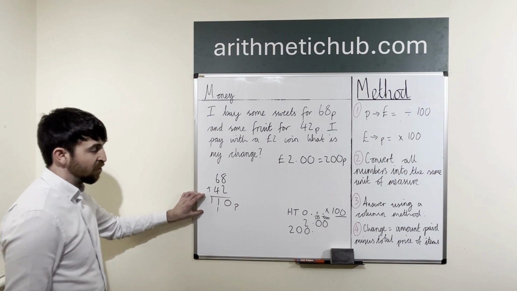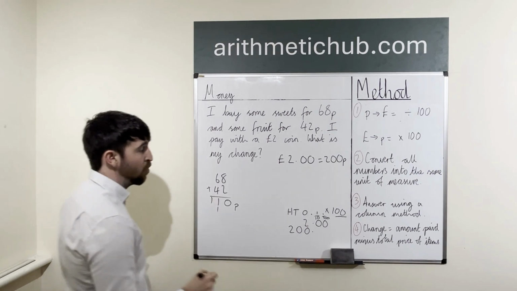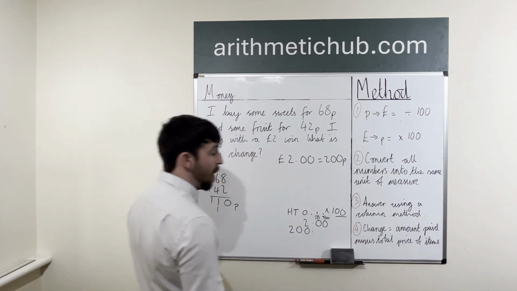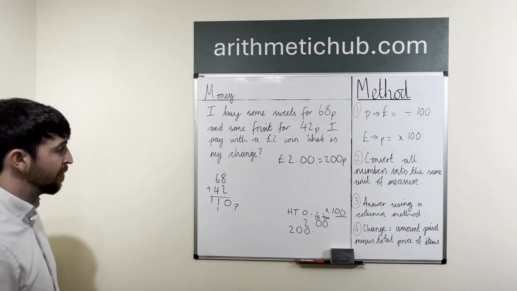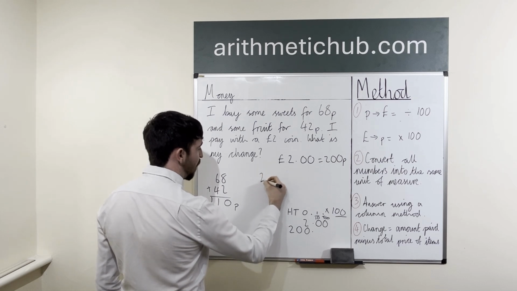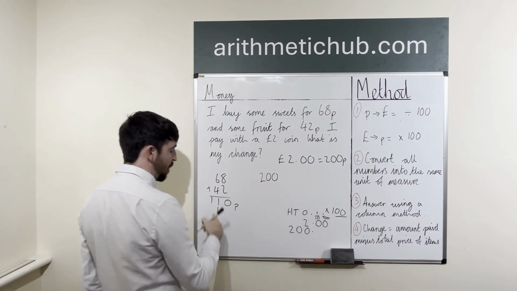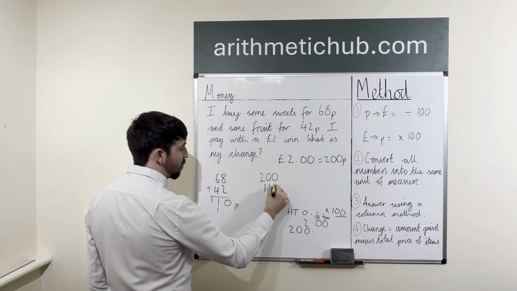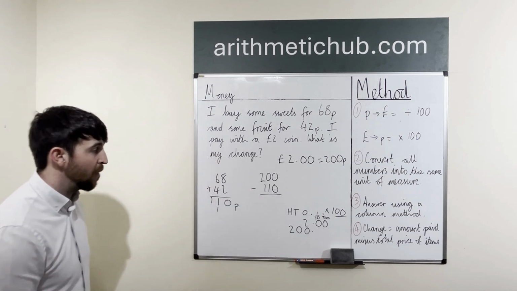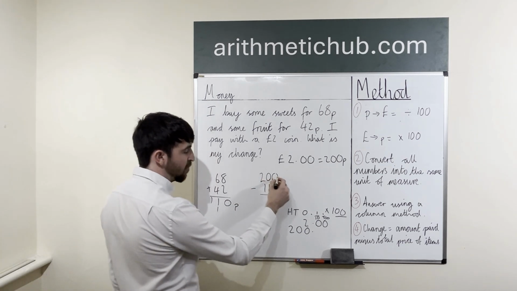Both of my items cost 110 pence. I paid with 200 pence. What is my change? So the change is the amount paid minus the total price of the items. So I paid with a £2 coin, which is worth 200 pence. The total price of the items was 110 pence. So now what I would need to do is find the difference. The way I find the difference is through subtraction.